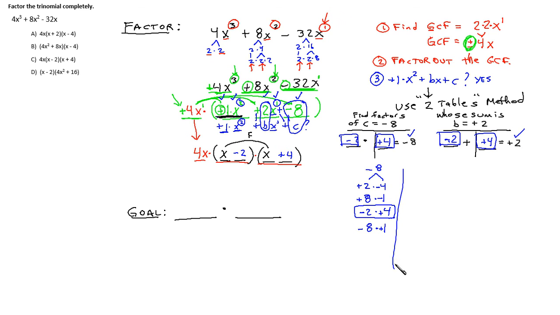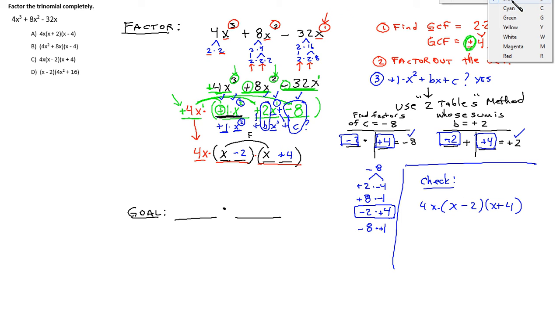Here's a check step now. I'm going to just squeeze it in here. We're going to check to see if our factors are correct. So we have x minus 2 times x plus 4 with a GCF of 4x. The easiest way to check these is to FOIL the two binomials and then distribute the 4x, the GCF, back in. So FOIL.